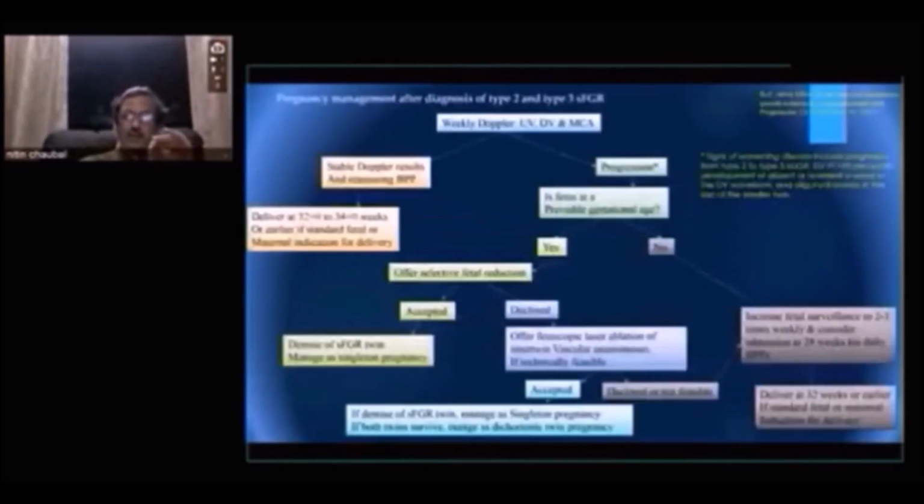So what do we do in type 2 and type 3 sFGR? Again, weekly Doppler. If everything is stable, everything is reassuring, try to push them to 32 weeks or 34 weeks. However, if there is a progression, and by progression I mean worsening of Doppler, change of type from, say, type 2 to type 3, ductus venosus becoming abnormal, oligohydramnios becoming more and more in the smaller fetus, then we need to think. If the fetus is already closer to viable age, maybe what we can still do is increase our surveillance and try and deliver whenever appropriate.